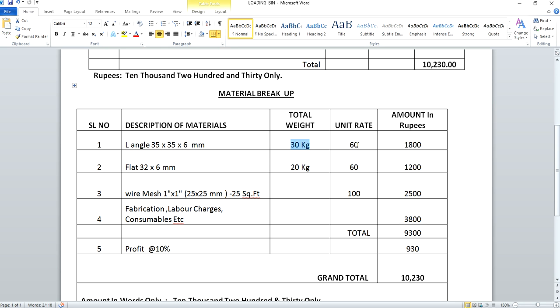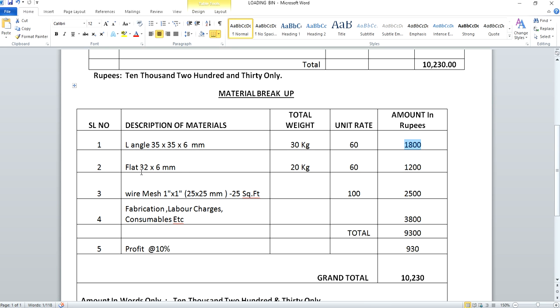So now your total weight is 30 kg. So my total cost estimation for the angle will come around 1800 rupees, which you can arrive at by multiplying this 30 kg by 60 rupees, because it is 60 rupees per kg, the rate which you are paying, so you will be getting 1800 rupees.